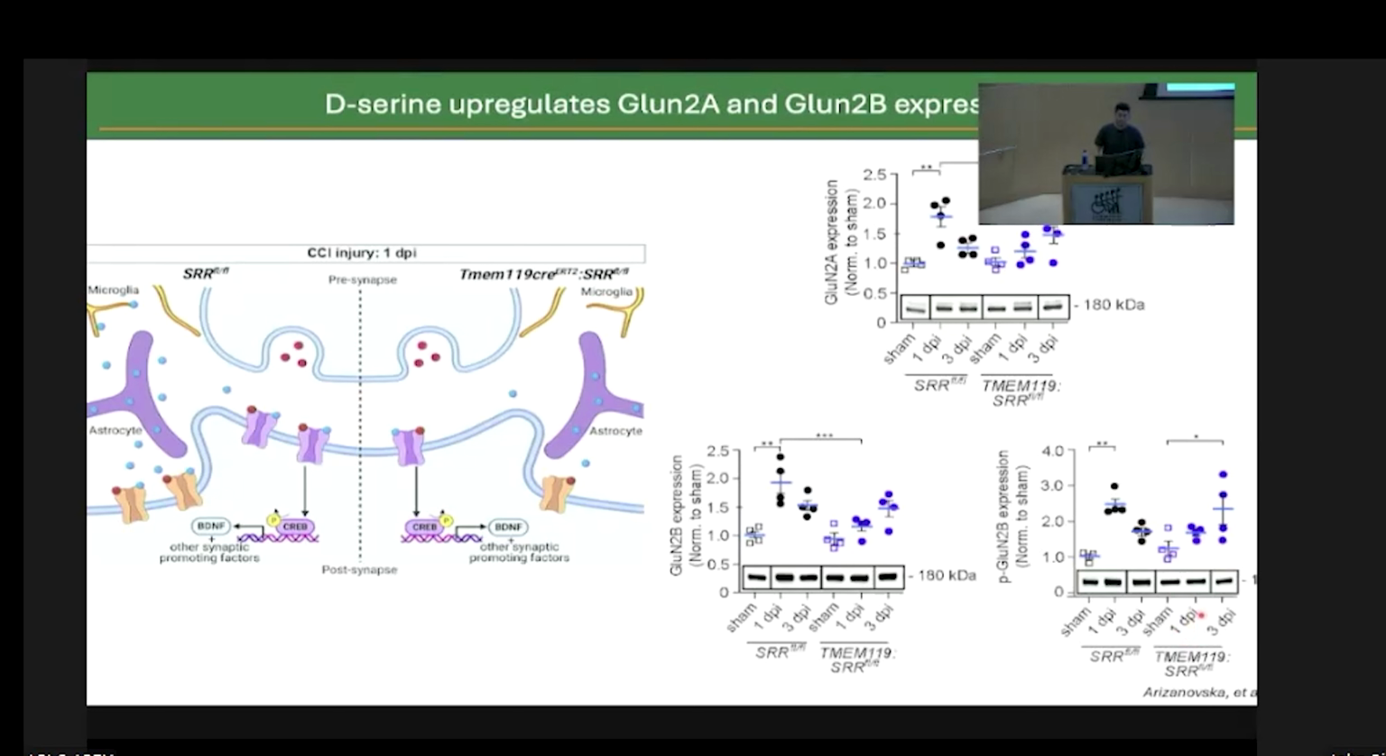So it's important at this 1 day post-injury because the majority of the synaptic damage occurs at this time point. So this is really telling us that D-serine is functioning to activate these perisynaptic NMDA receptors, which increases global expression and activation.